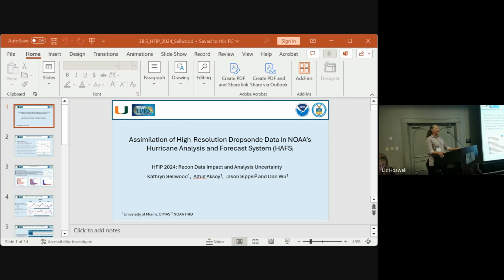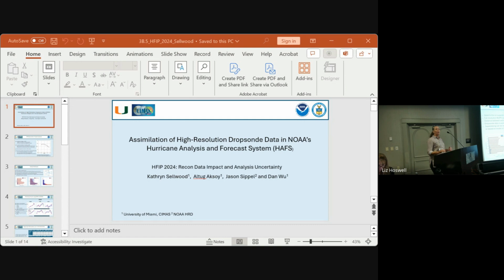And so now that we have all this great buffer data, how do we assimilate it? So it's probably too much. So there's probably going to need to either thin or superob the data. One reason is that the current DA system within HAFS limits sounding data to only 255 vertical levels.